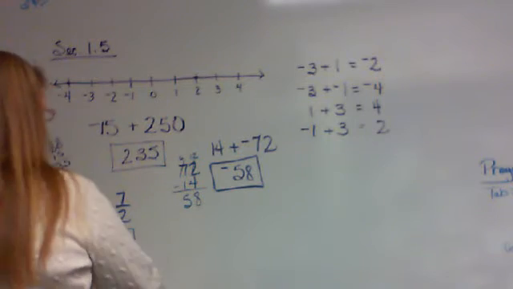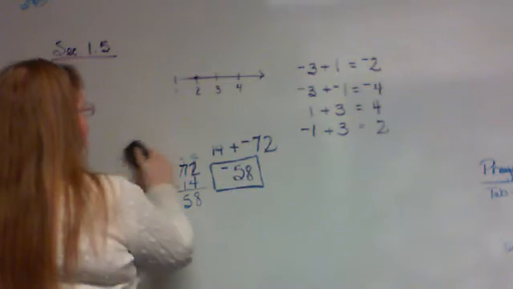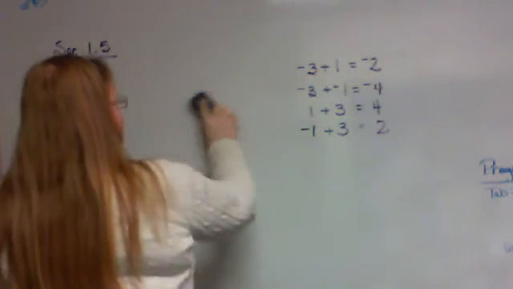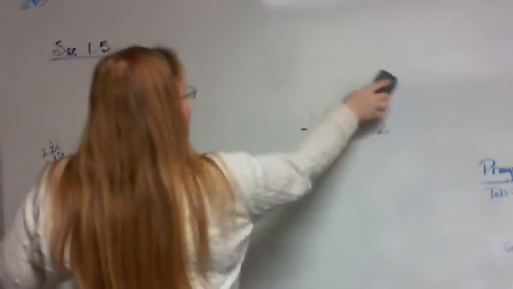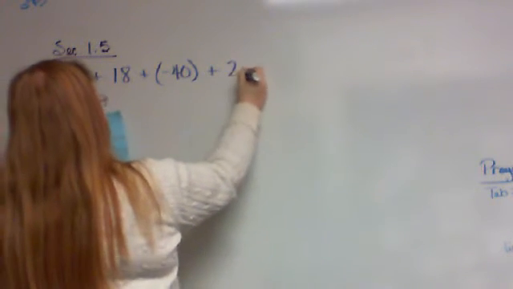Okay, let's get a little more complicated. Going to need a little more space. Okay, going to need a lot more space. Big problem. Big, huge. Negative 4 plus 18 plus negative 40 plus 2.